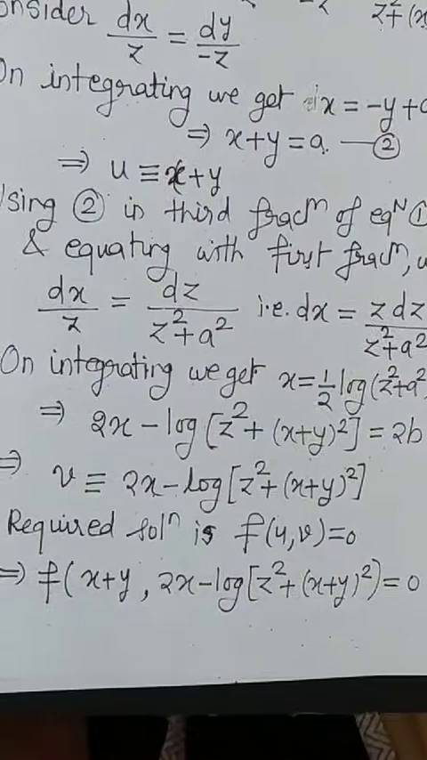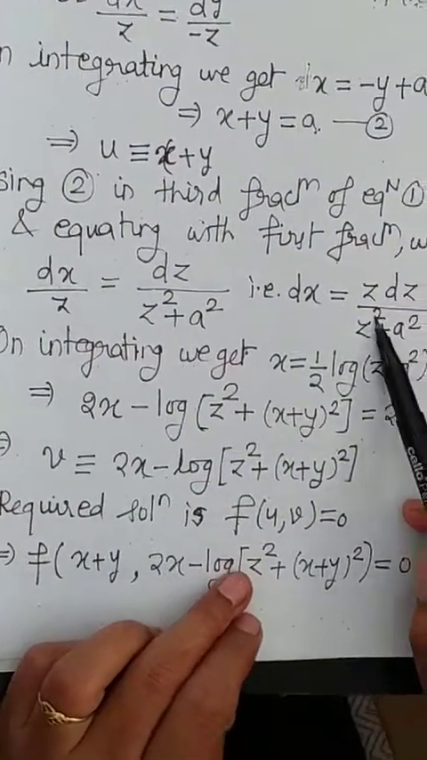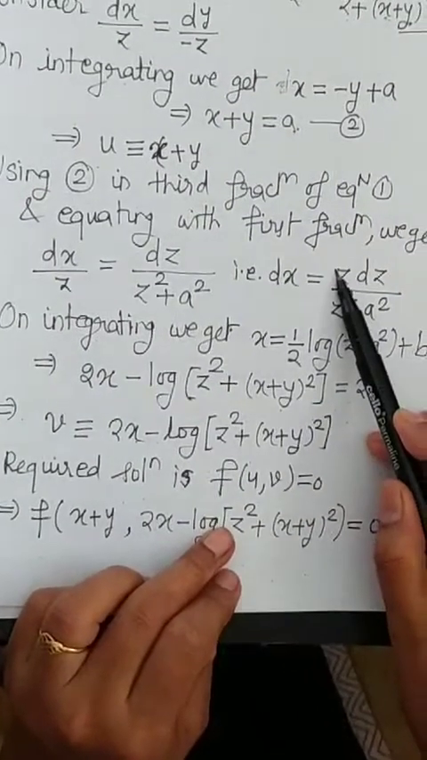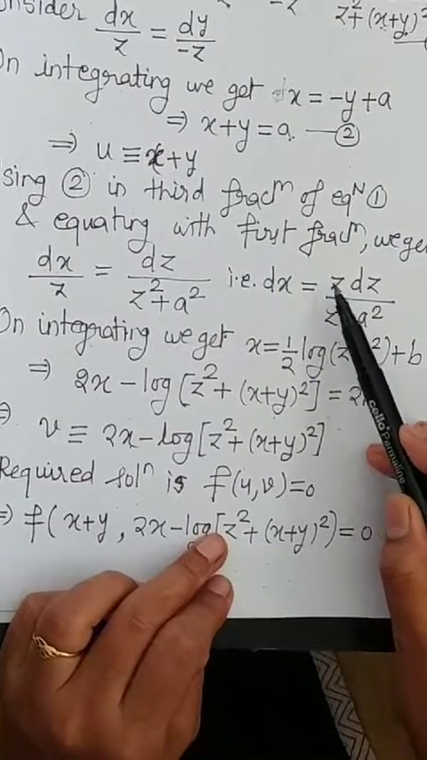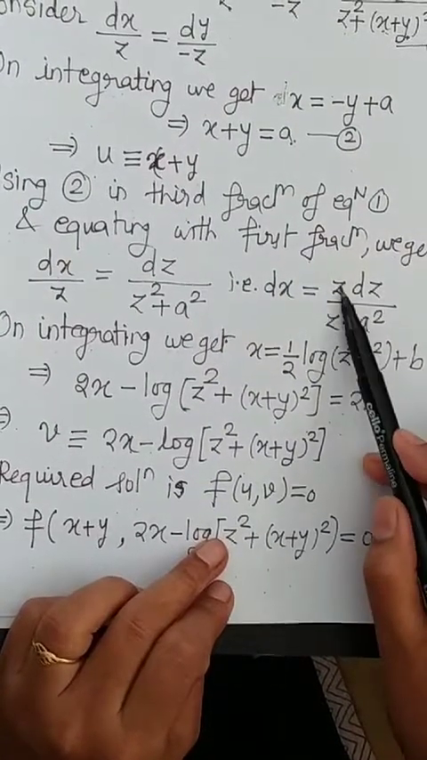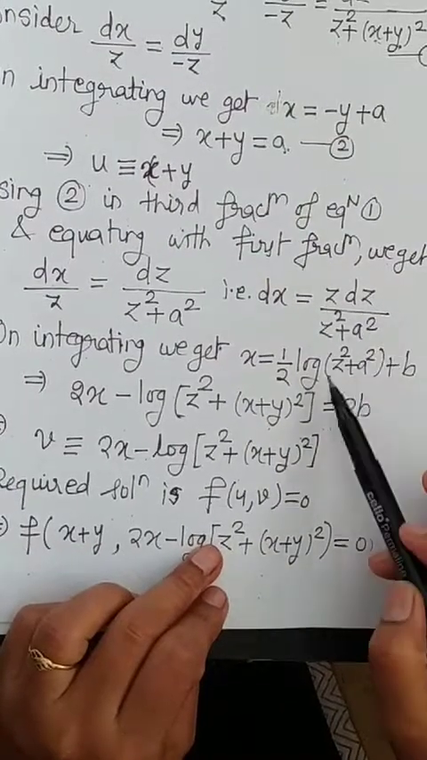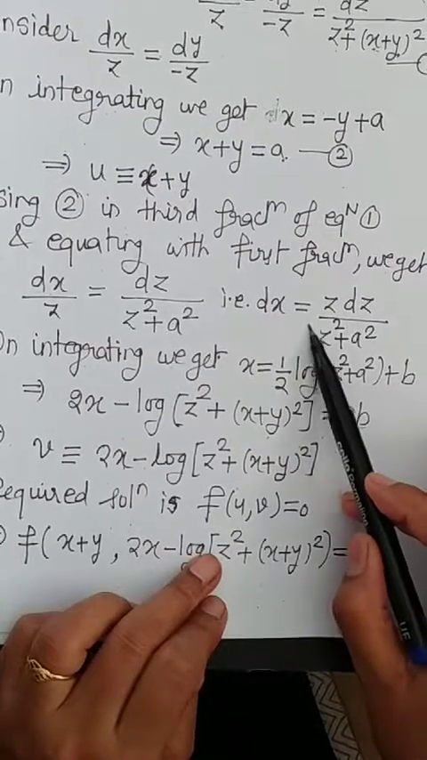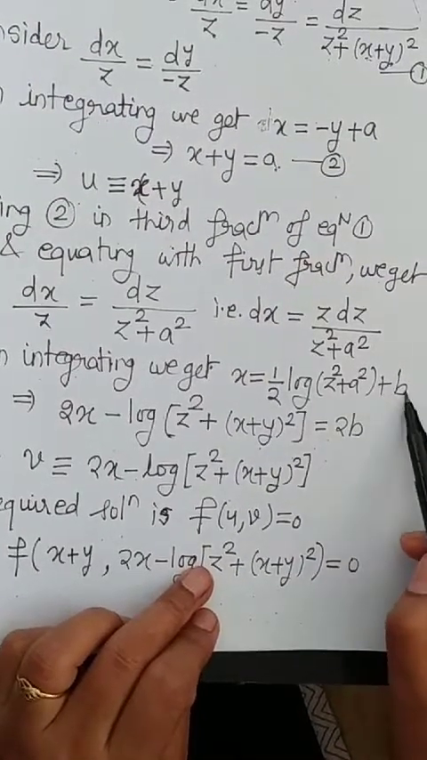Now integrating, the integration of this is x. What about this? What is the derivative of z square plus a square? It is 2z. The 2 is missing, so we can arrange that by multiplying and dividing by 2. So when we divide by 2, the integration of this multiplied by 2 will be log of z square plus a square, and at the same time I am dividing also, so 1 by 2 is here. Okay, plus b.